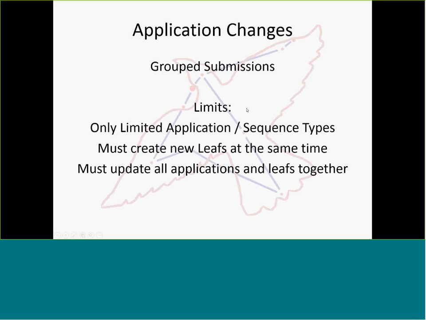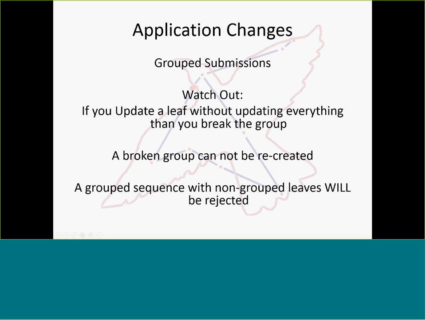Of course, there are limits. The biggest limit is that you must update all applications and all leaves together. What this means is that if you have leaves that are linked in 3 different applications and you update 2 of those 3, the third one is no longer linked, and you can never link it up again. And if you update a leaf without updating everything that is linked together, you break the group and can't recreate it. If you try, your sequence will be rejected. So you need to pay attention to this very carefully so you don't have an issue with sequences being rejected.